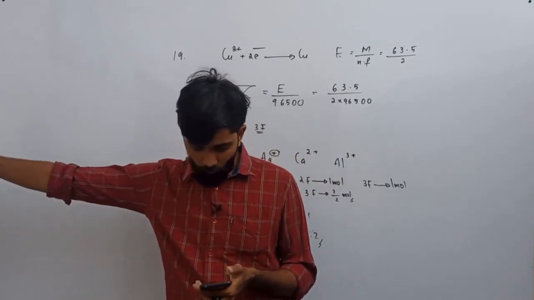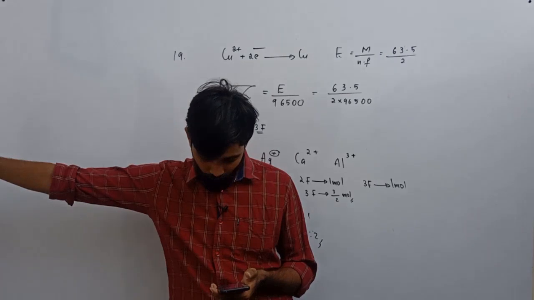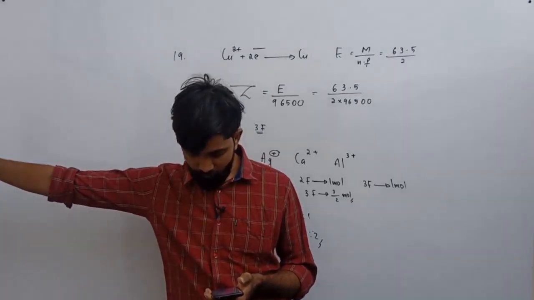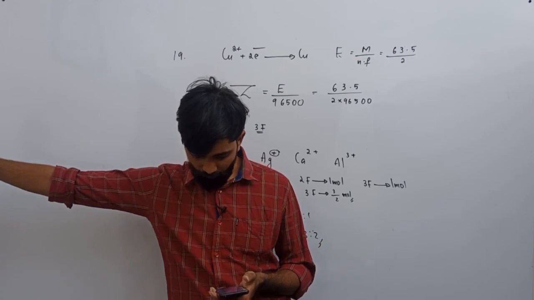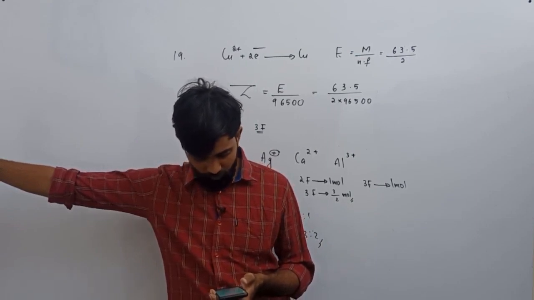Number 1: electron enters through the cathode in an electrolytic cell. Electron leaves through the anode in an electrolytic cell. Cation in the electrolytic cell moves towards the cathode and anions towards the anode. Cation reduced at anode and anions oxidized at cathode.